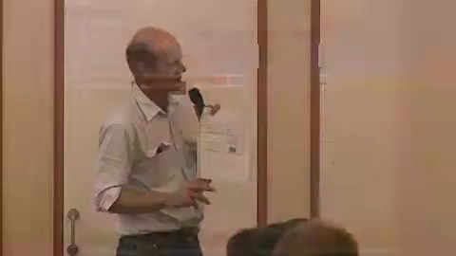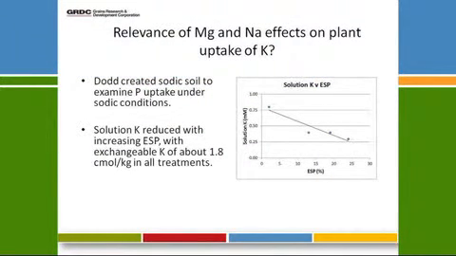While I don't have any results, there are a few other papers around, bits and pieces people have been doing. So Kylie Dodd, who was an agronomist down at Moree, probably 10 years ago, did a PhD looking at sodic soils and phosphorus uptake. And she did something similar, created sodic soils. What she found was increasing levels of ESP, exchangeable sodium. In this soil there was about 1.8 centimoles of potassium. As you increase sodicity, the amount of potassium in the soil solution dropped.